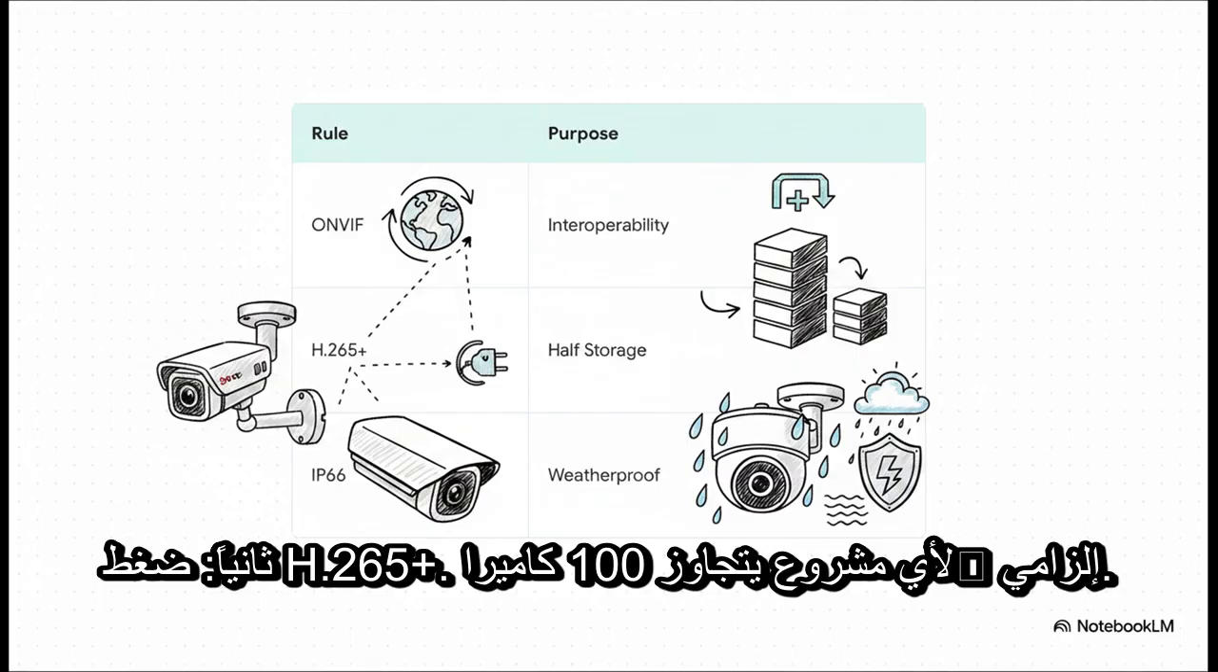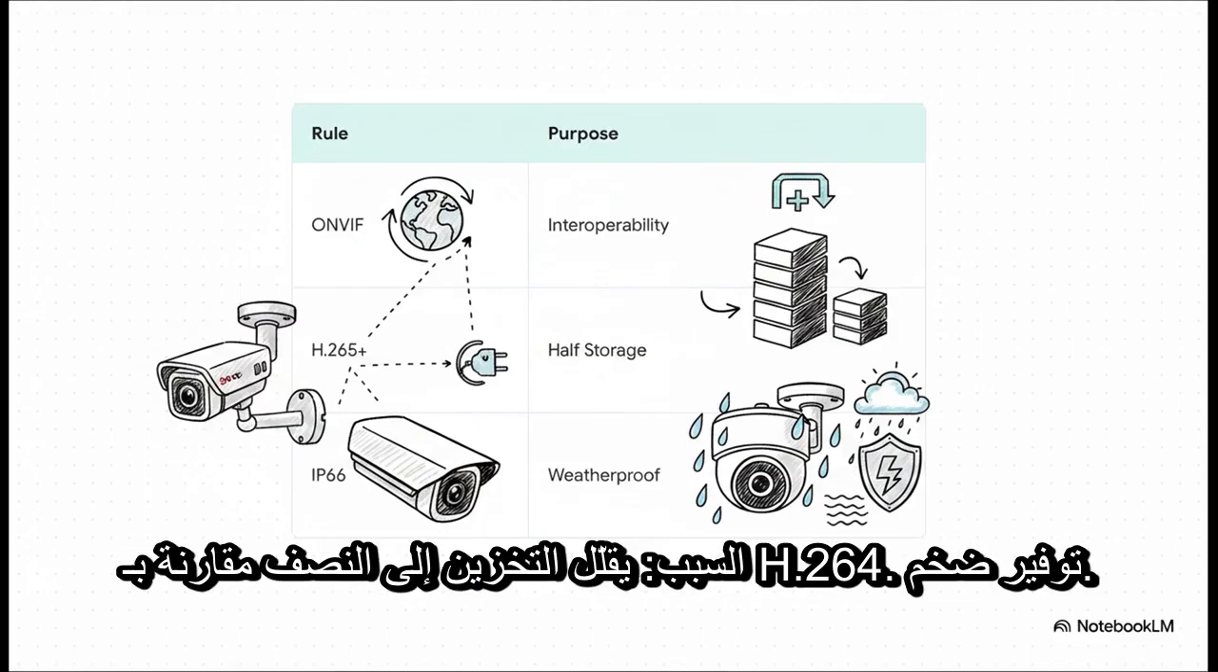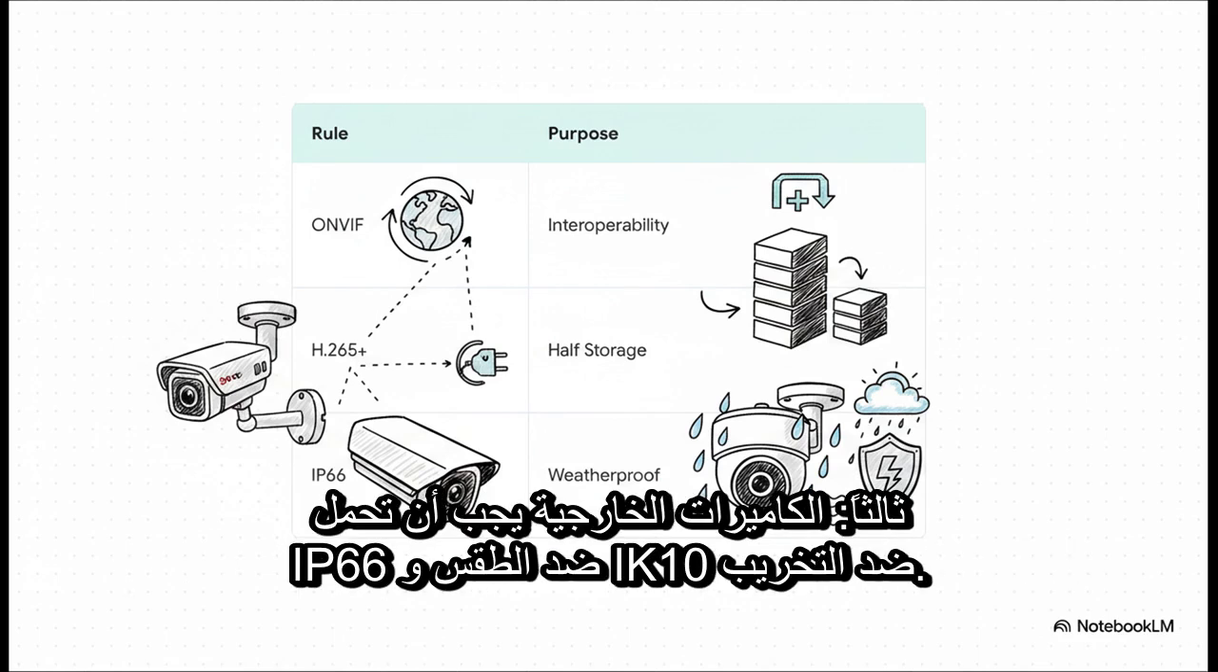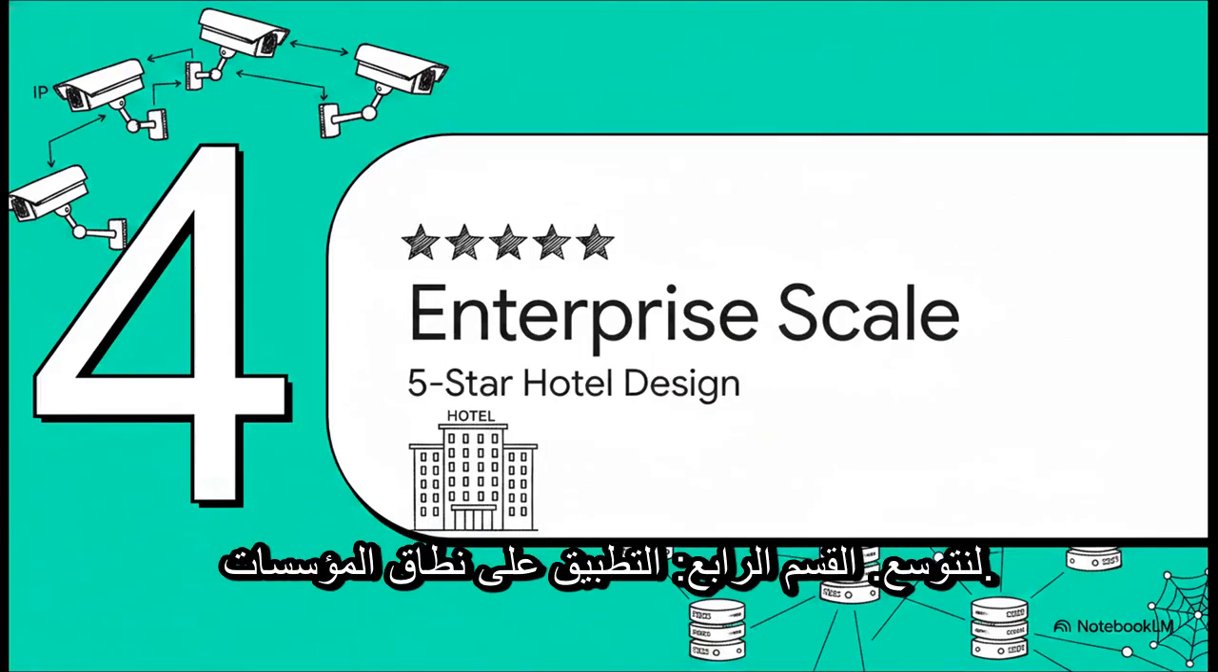Second rule, H.265 plus compression. Listen, for any project with over 100 cameras, this is literally mandatory. Why? Because it radically cuts your storage footprint in half compared to the older H.264 standard. It's a massive money saver. And Rule 3, any external cameras you mount must, and I mean absolutely must, carry IP66 weatherproof and IK10 vandal-proof ratings.